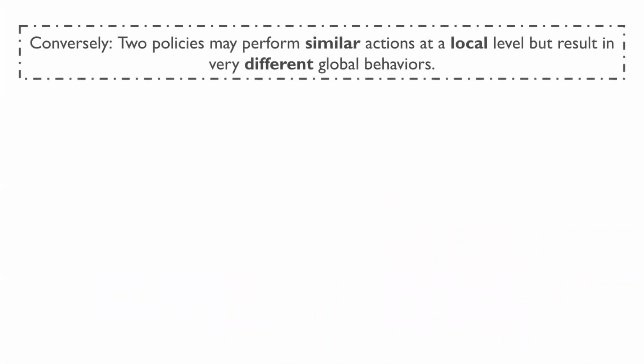We want to try to formalize this a little bit more and use some of the intuition from this to come up with signals that can guide algorithms for doing policy optimization or some other tasks in reinforcement learning. So let's see another example. Two policies may perform similar actions at a local level, so they may look very similar locally, but they could also be very different at a global level.